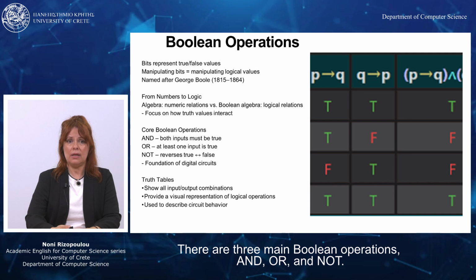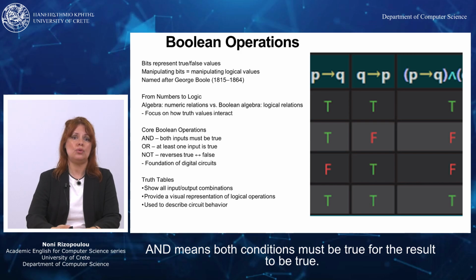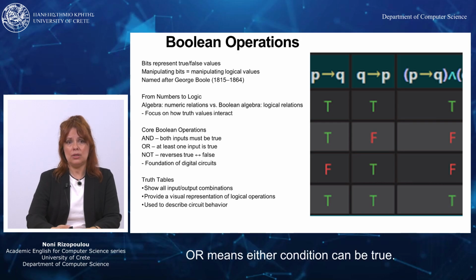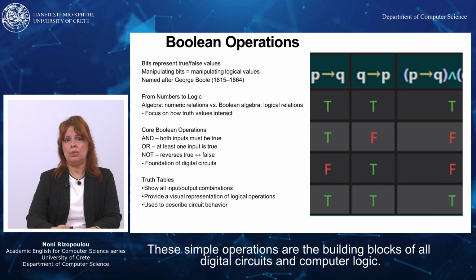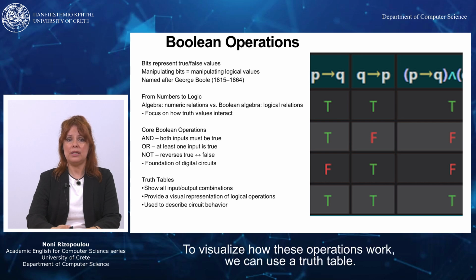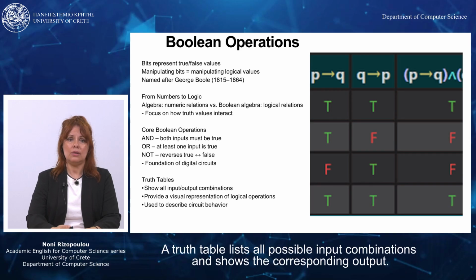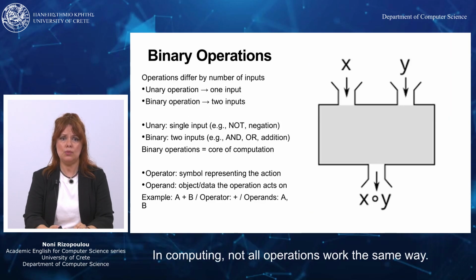There are three main Boolean operations: AND, OR, and NOT. AND means both conditions must be true for the result to be true. OR means either condition can be true. NOT simply reverses a value, turning true into false and false into true. These simple operations are the building blocks of all digital circuits and computer logic. To visualize how these operations work, we can use a truth table. A truth table lists all possible input combinations and shows the corresponding output. It's a clear way to see the logical behavior of a circuit or system, whether that's a basic switch or a complex microprocessor.